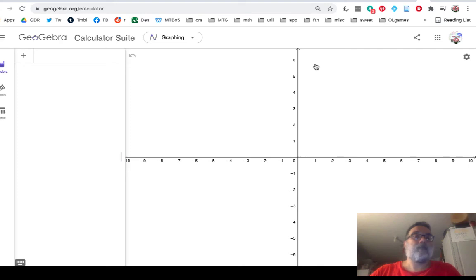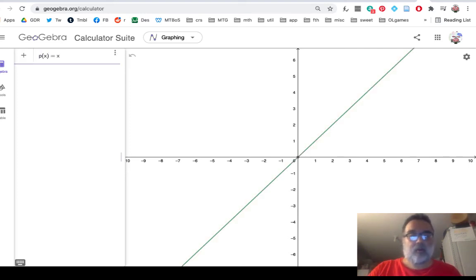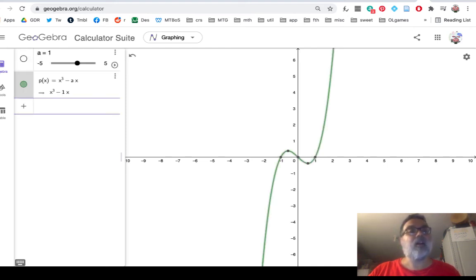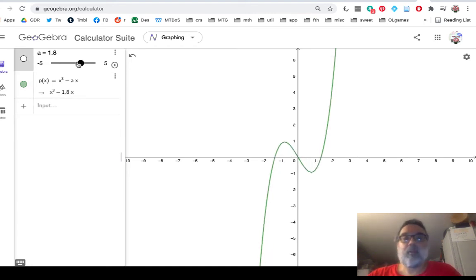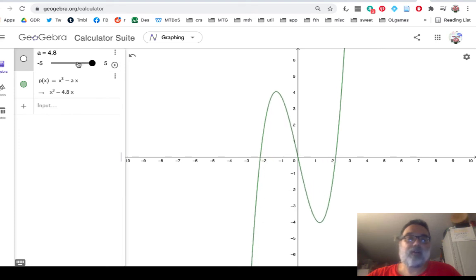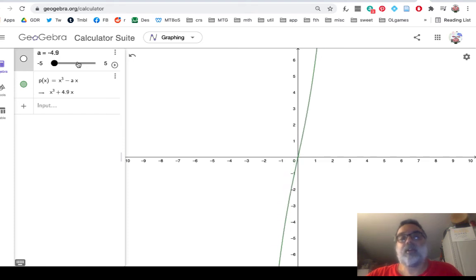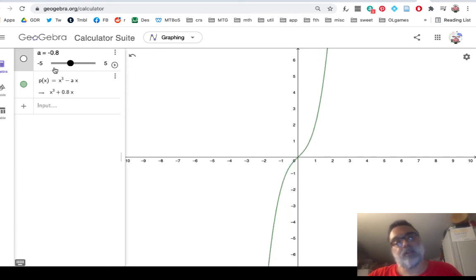Okay, so I've got my p of x. Now what's going to happen if I just type it in with my arrow to get out of the superscript? It was minus ax. Oh, it gave me a slider. Okay, so as it gets more positive, those bumps get more pronounced. Once I get negative, they get less and less pronounced. It almost even looks like it's getting linear, but really it's just increasing and decreasing so quickly it's hard to see.